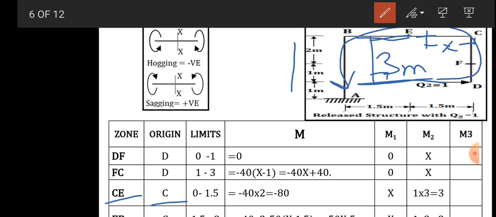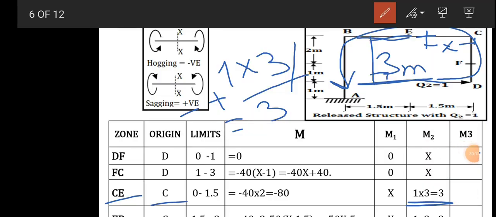So this length is 3 meter, and if you rotate about the horizontal axis, it will rotate in an anticlockwise sense. So the moment will be 1, the magnitude of force, into 3, the lever arm, and it is a positive anticlockwise sign. So it will be 3 for the CF zone.